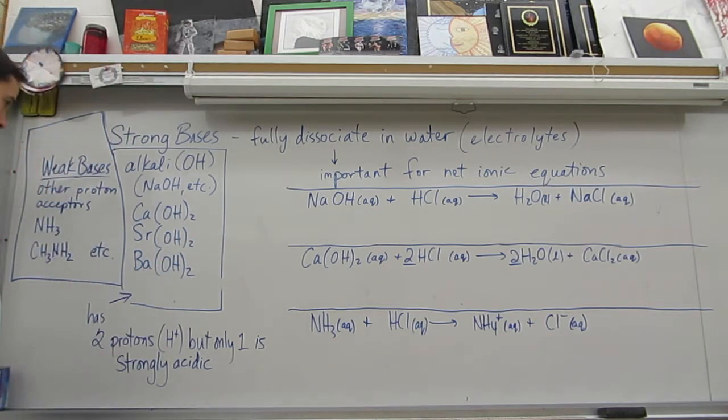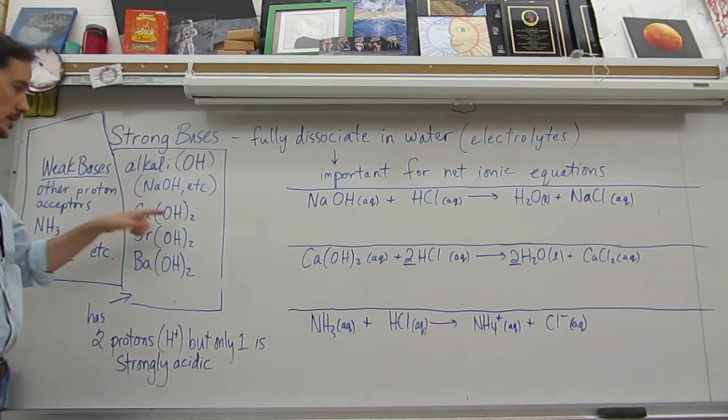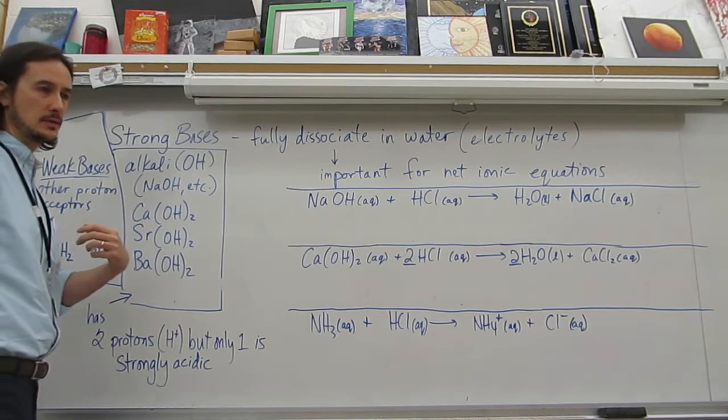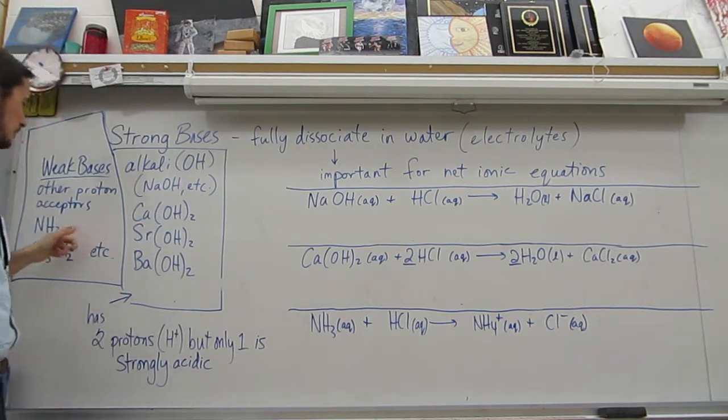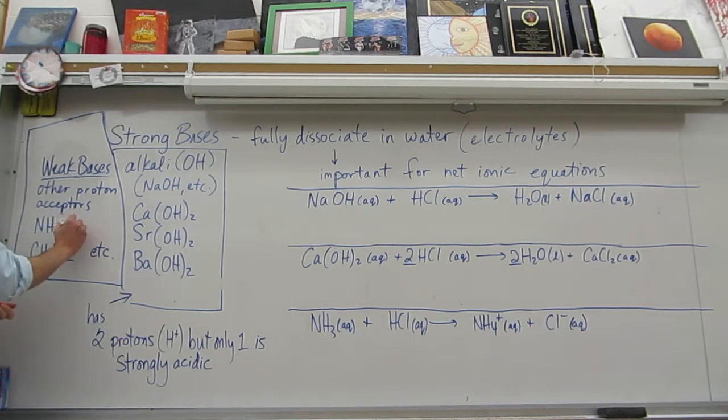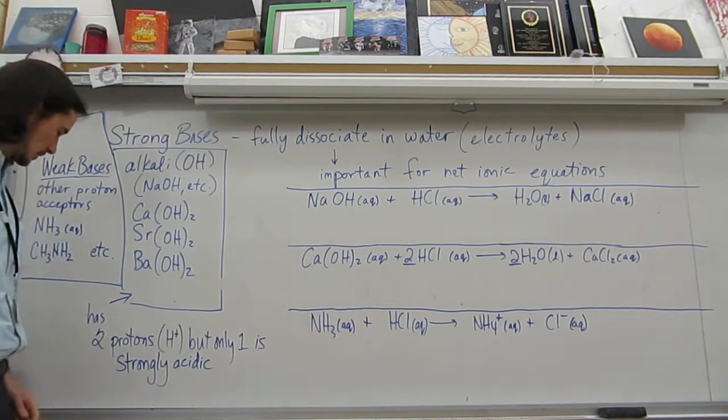Weak bases, other proton acceptors. So this hydroxide is something that can take a proton and make water, but there are other proton acceptors too. A lot of them have nitrogen. This one is ammonia. It's very aqueous. If you've ever worked with ammonia, you know it's very smelly. This is methylamine, etc.